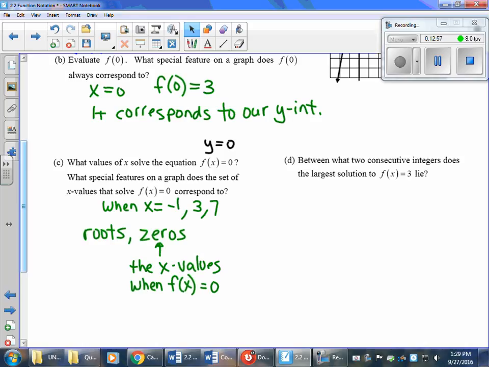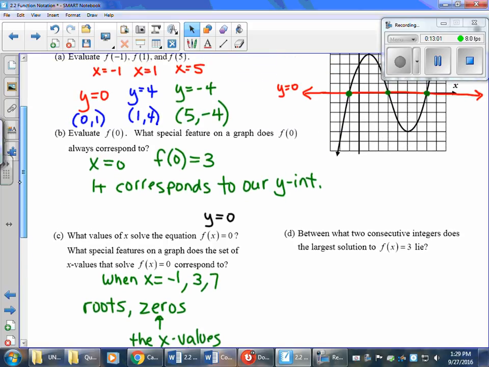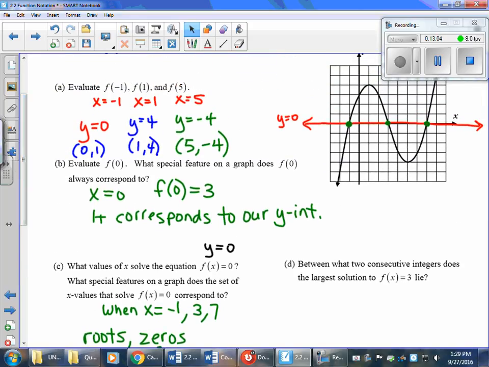D says, between what two consecutive integers does the largest solution of f of x equals 3 lie? So y equals 3 means we are looking at y equals 3, 1, 2, 3. It's this line right here, and it says the largest. So if you take a look, the largest actually falls between two integers right here, because it crosses here, and then of course it crosses here. So between what two integers? 1, 2, 3, 4, 5, 6, 7, and 8.